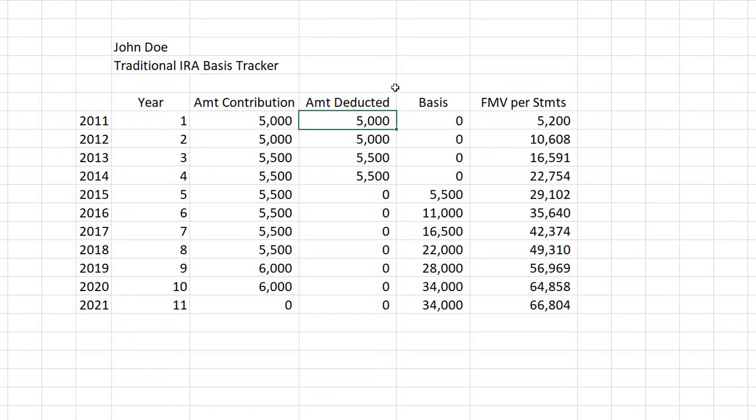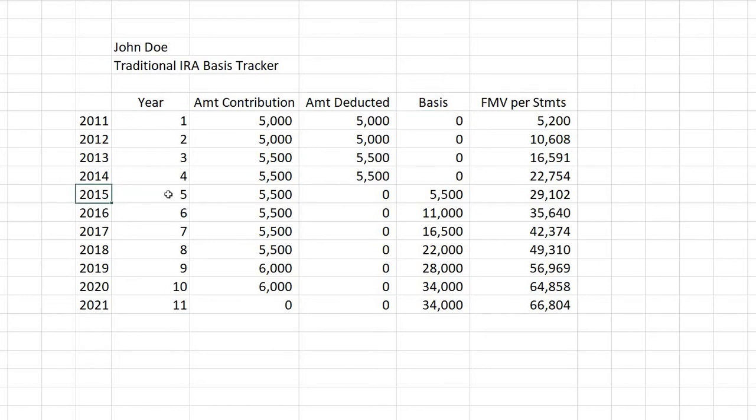Remember, traditional IRAs, you can generally deduct the full amount, even if you're covered by a retirement plan at work, as long as your income is below certain thresholds. So what John was able to do here was he was able to contribute cash 2011, 12, 13, and 14, and he was able to deduct the 100% of the contribution on his return every single year. So when you are able to deduct the full amount of the contribution, your basis in the IRA is 0.